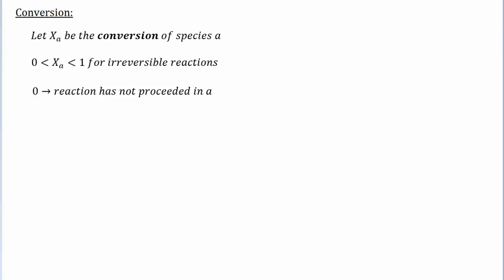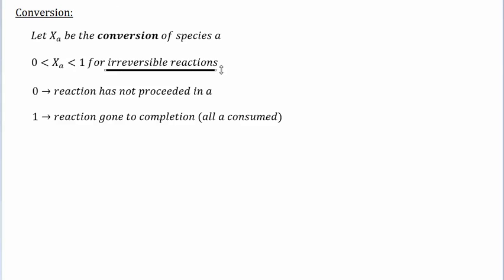But if the conversion is 1, that means the reaction has gone to completion. So if A is a reactant, we've lost all of the A in our system. It has been completely consumed. And this is true for irreversible reactions. Notice we must say this is true for irreversible reactions. Perhaps you remember from general chemistry what an irreversible reaction is. It's a reaction that will generally go all the way to completion because the equilibrium constant is so large. So all of A has a chance of being consumed.